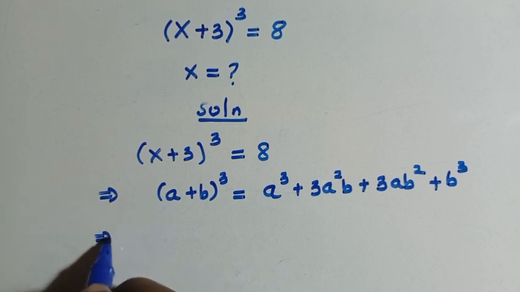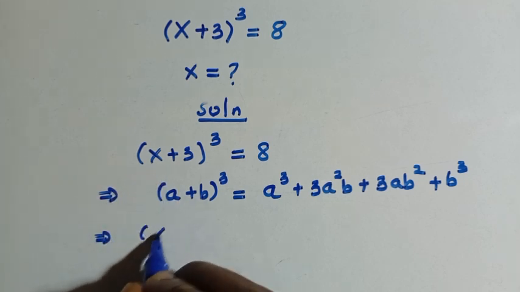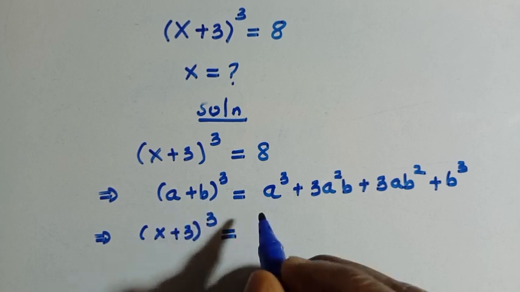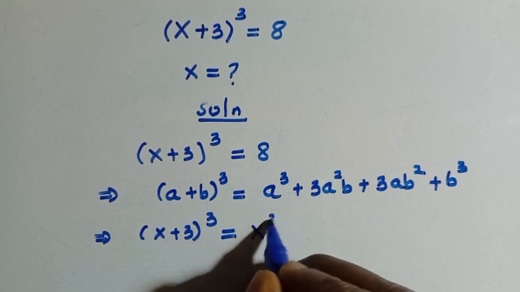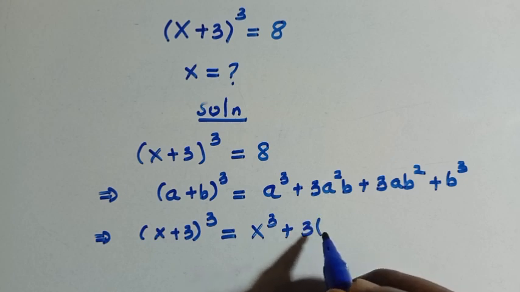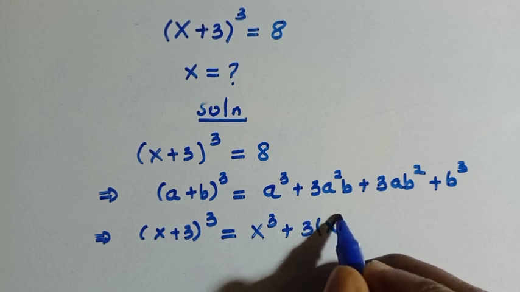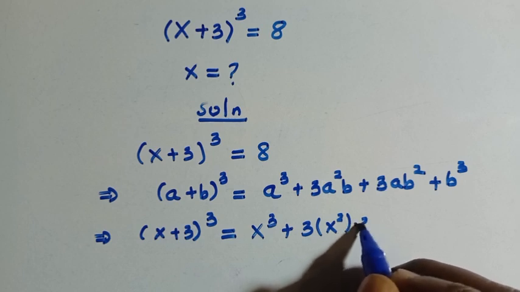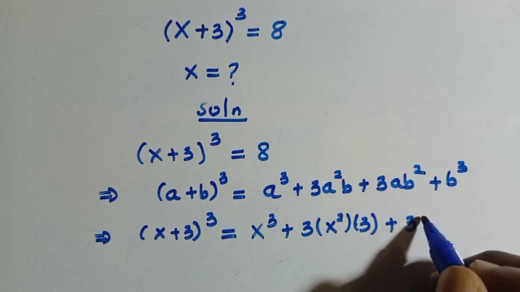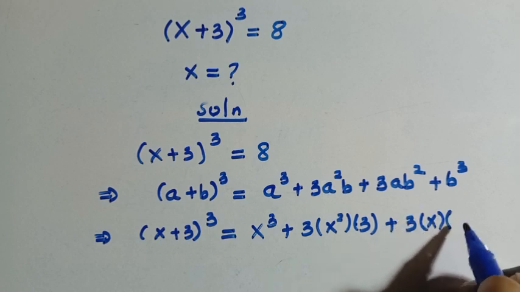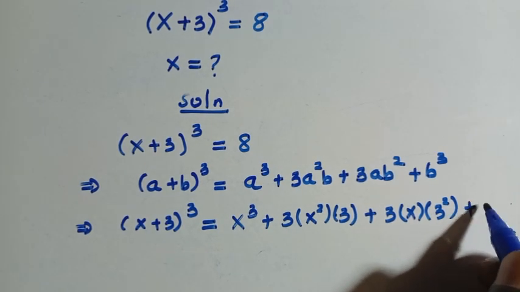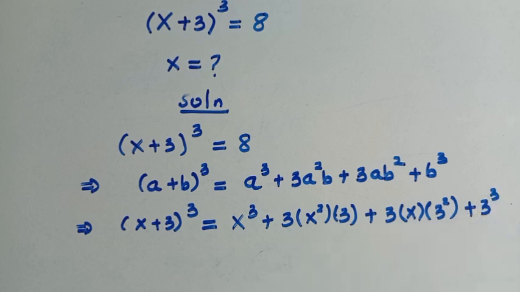So when we try to apply it to this, we have (x + 3)^3 equals x^3 plus 3 multiplied by x^2 multiplied by 3, plus 3 multiplied by x multiplied by 3^2, so plus 3^3.